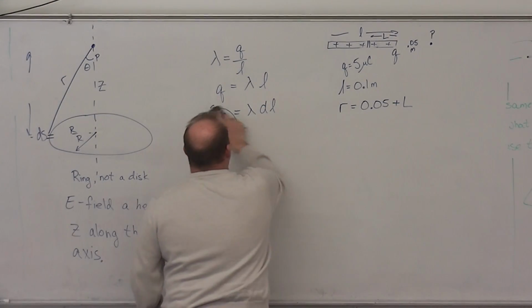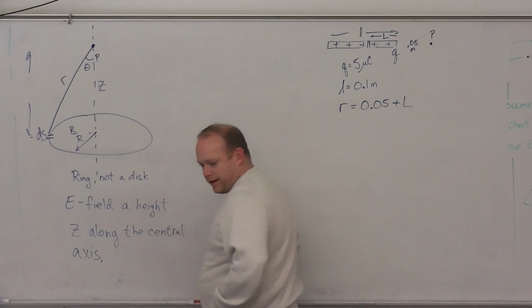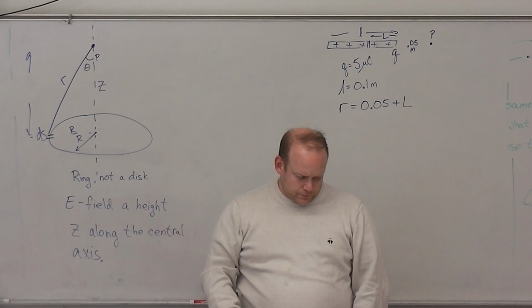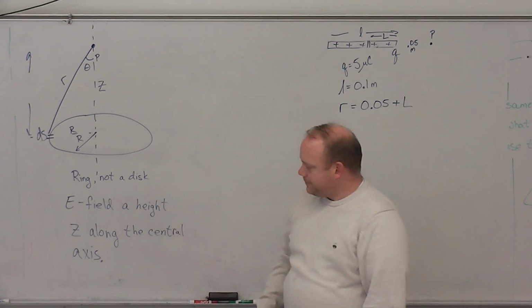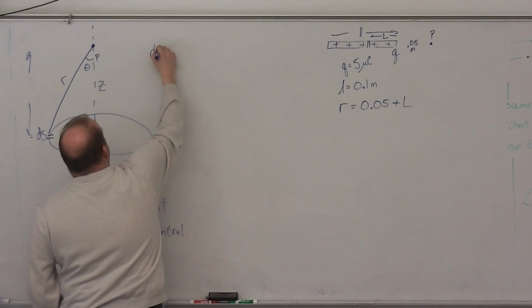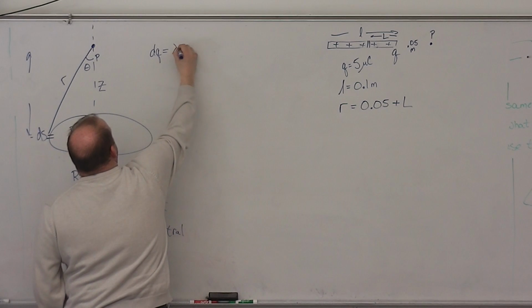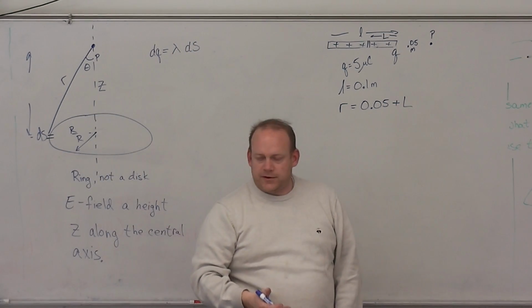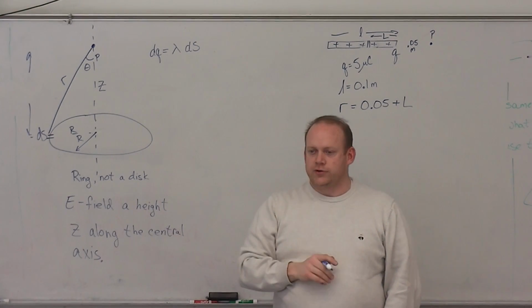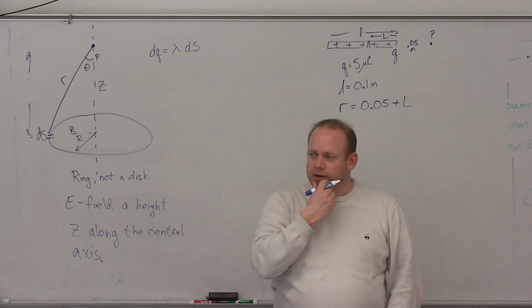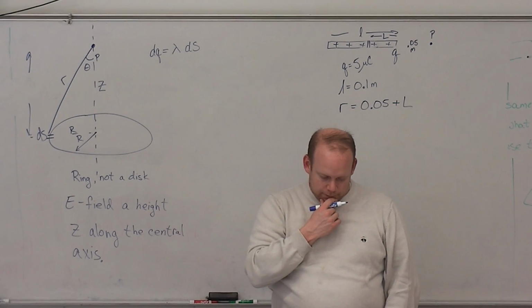So now, I set it up a little bit first. We're going to say that dq is equal to lambda ds. Now, you say, well, why are we using ds this time instead of dl? Arc length is usually talked about in terms of s, so there's no special reason, just what it is.